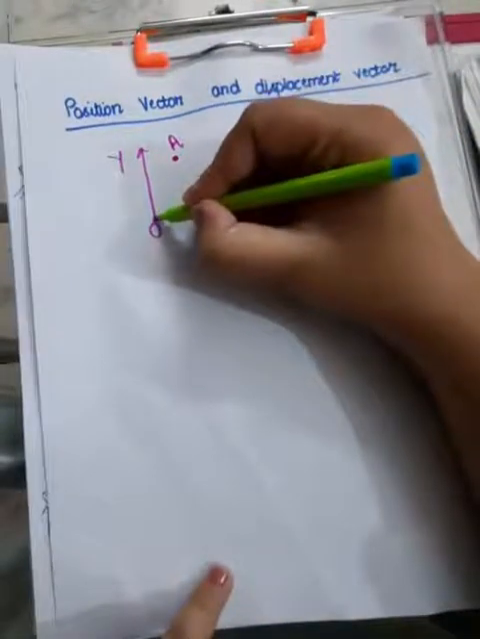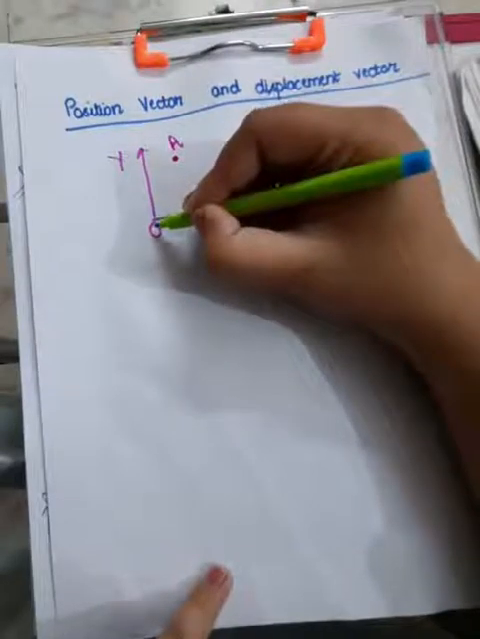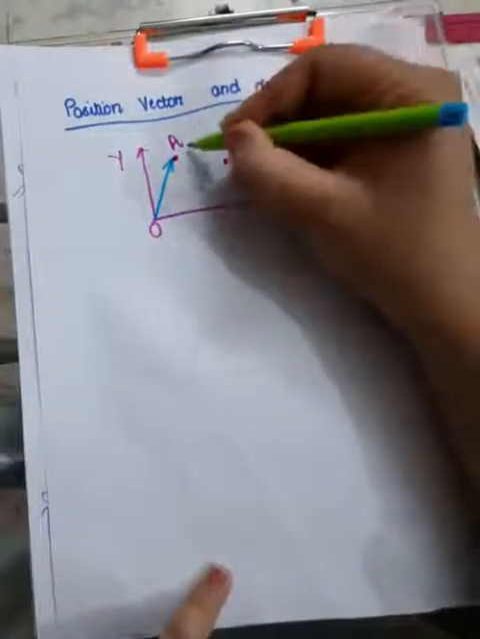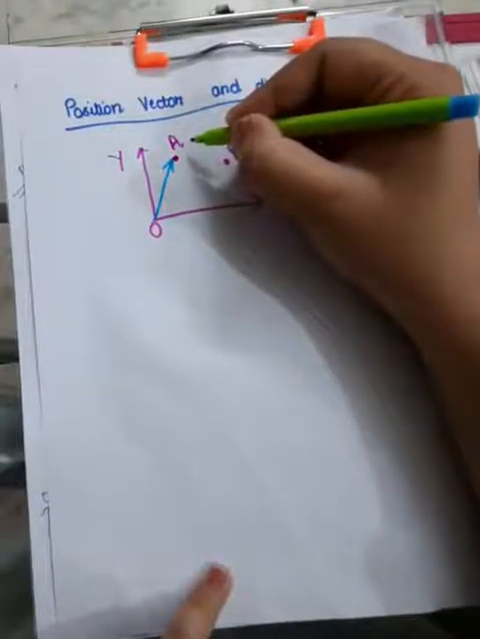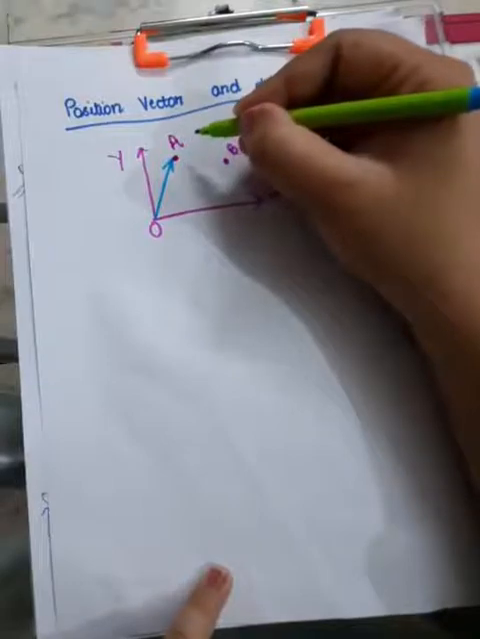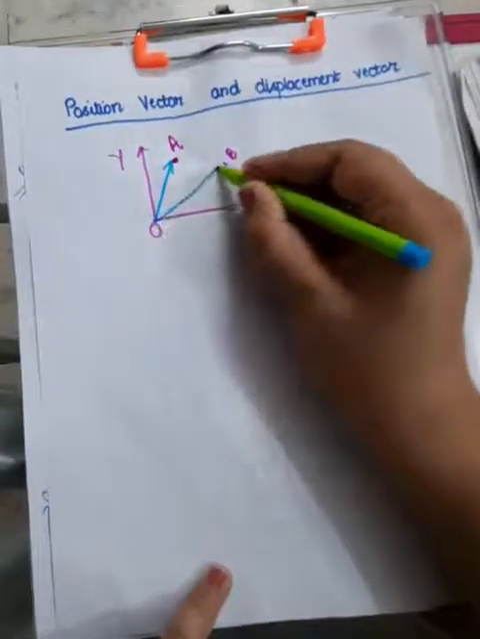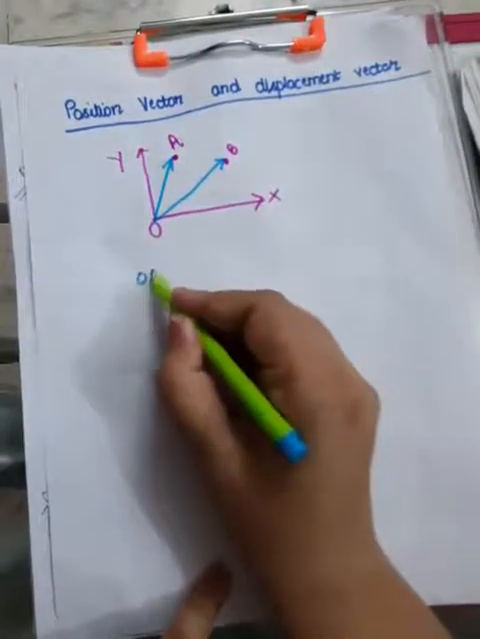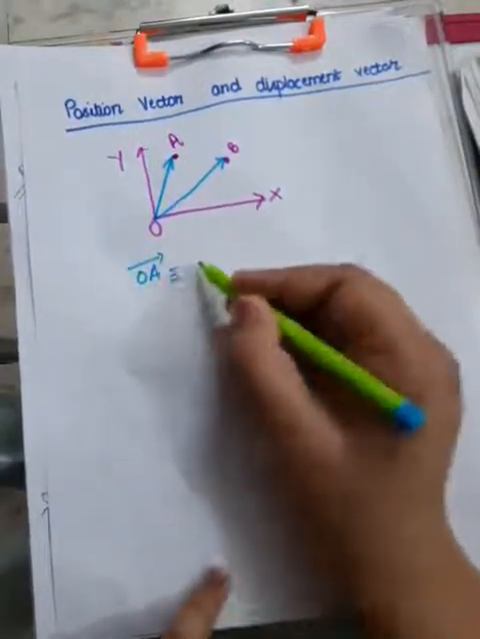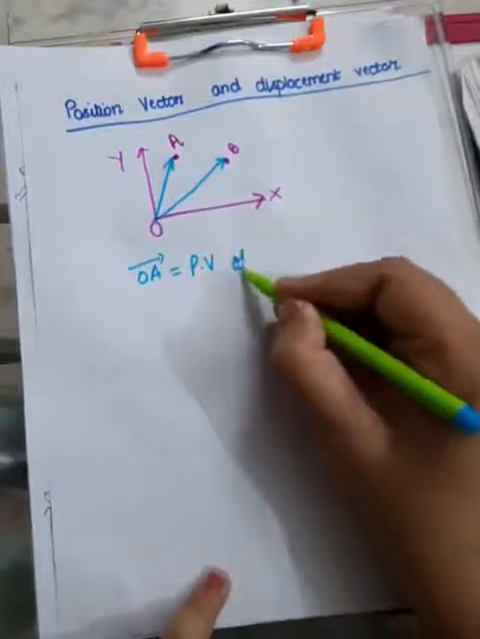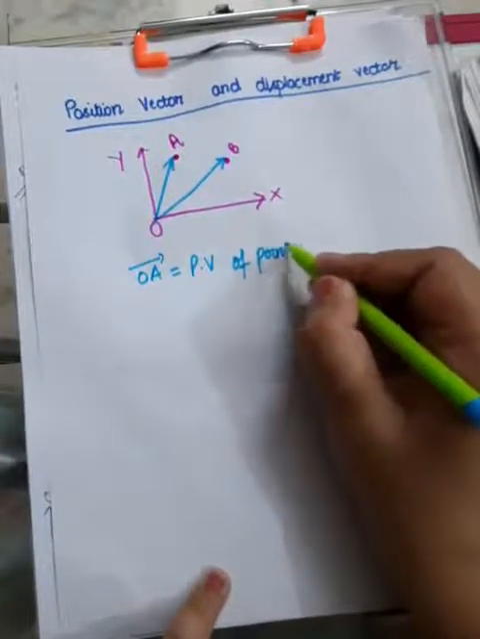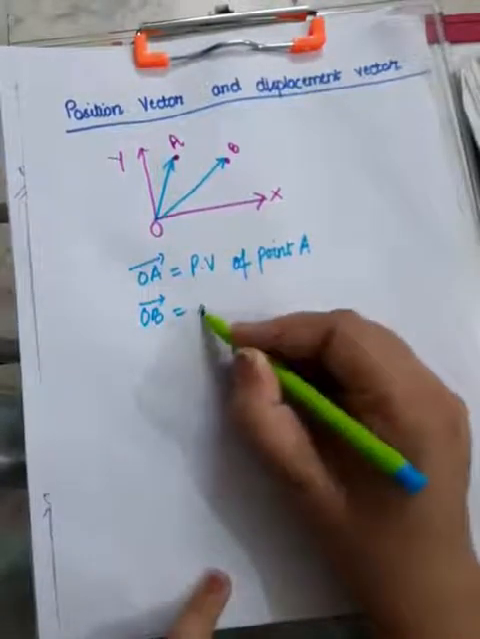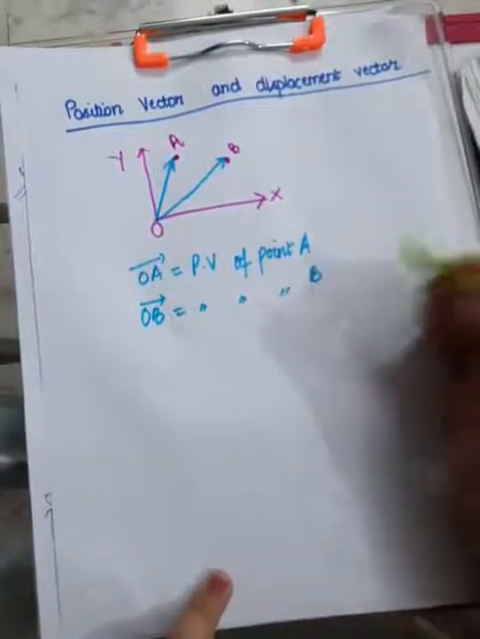If you draw a vector connecting point O and point A, that is the position vector of point A. That is a vector which is telling the position of A. Similarly, this is a vector which is telling the position of B. So OA vector is the position vector of point A. Similarly, OB vector is the position vector of point B.